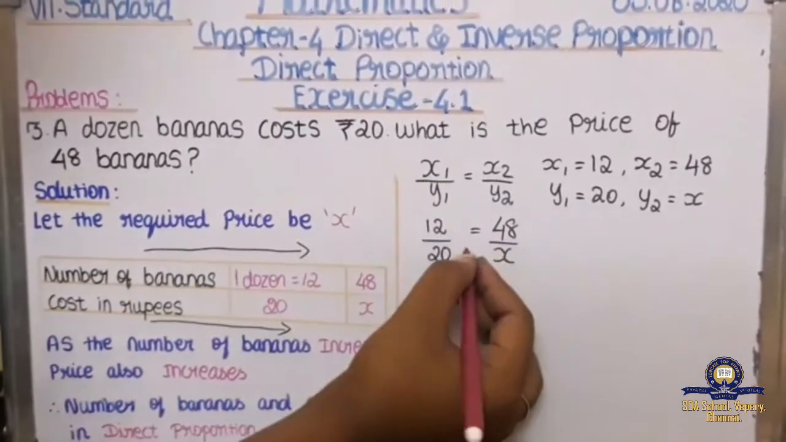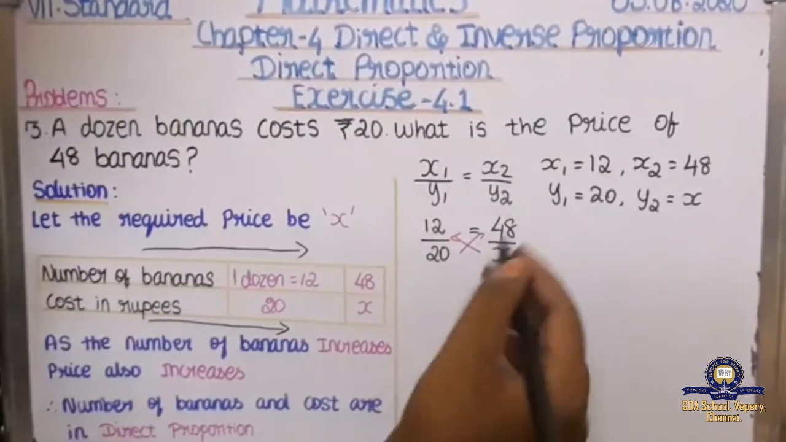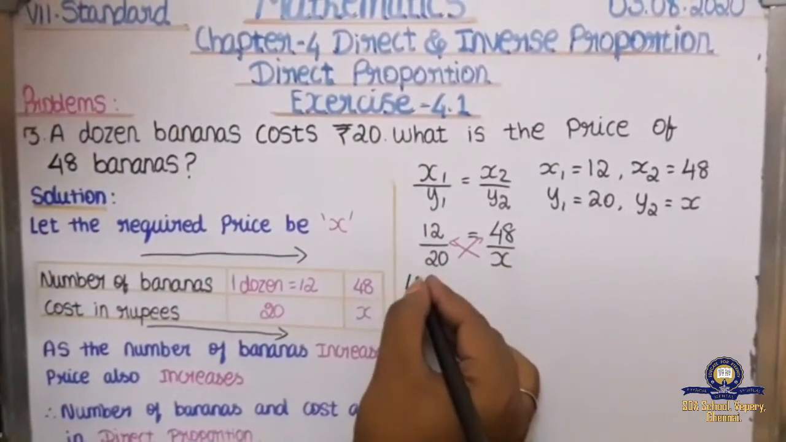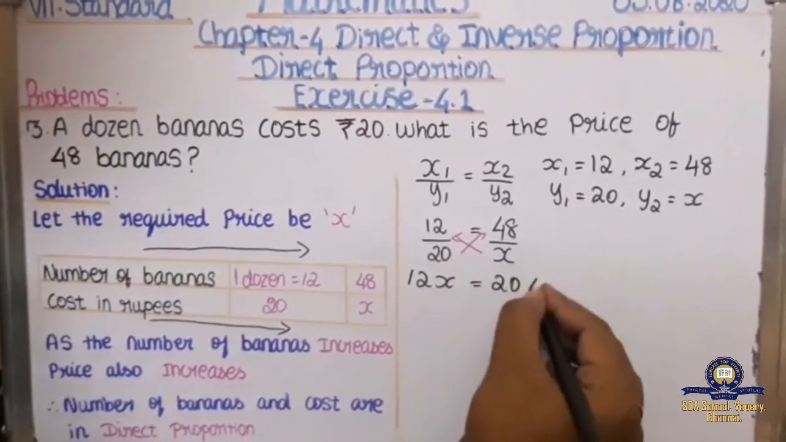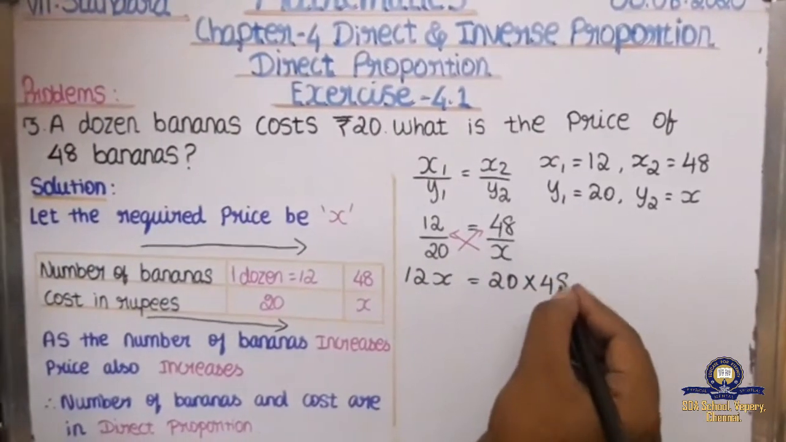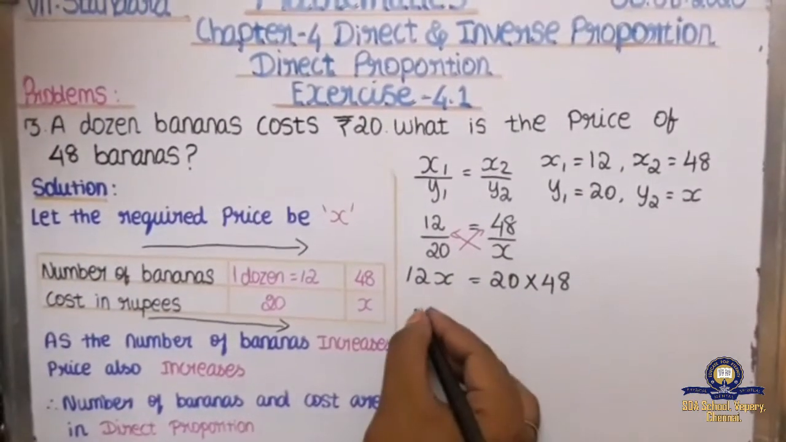Now we need to do the cross multiplication. So 12 into x, we get 12x is equal to 20 into 48. We need to find the unknown variable x, so keep it on the right hand side.